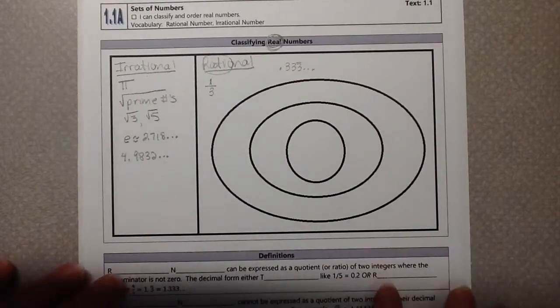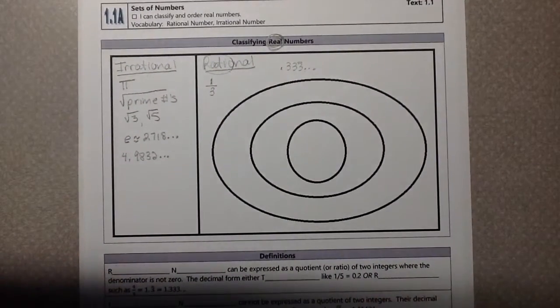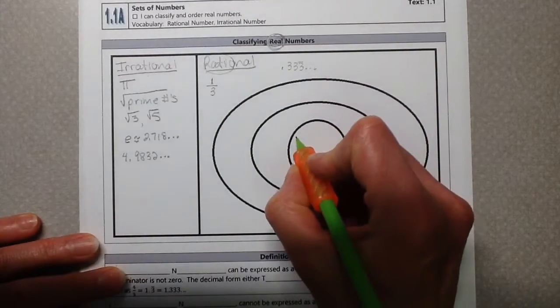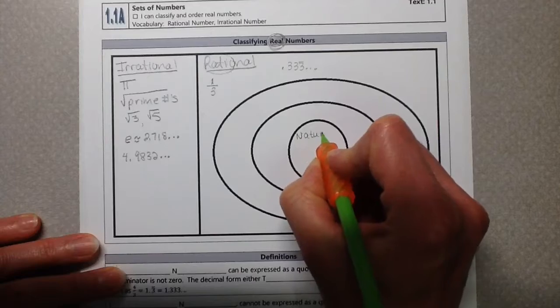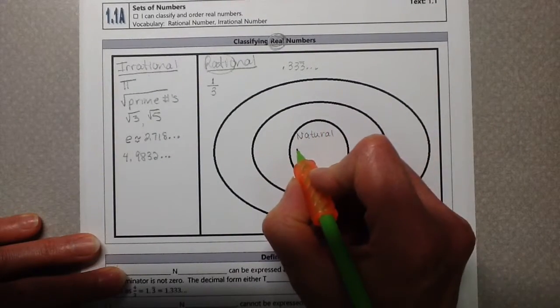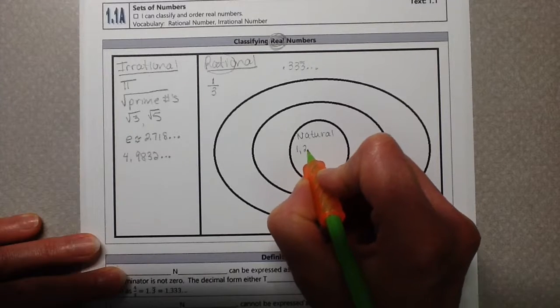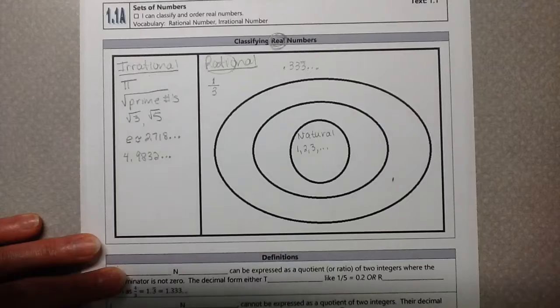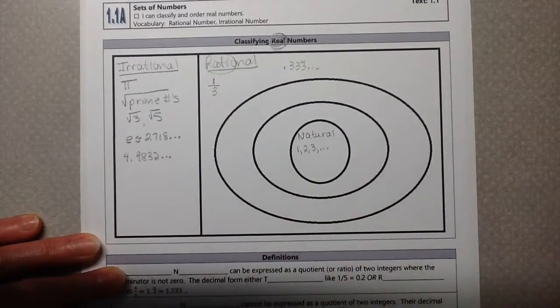All right, now we are going to build the number system on the rational side, and we're going to start with the natural numbers. These are also called your counting numbers. They're the numbers that you naturally count with. So when you first started to learn how to count, you started with 1. You didn't start with 0. So we go 1, 2, 3, and so on. Those are your natural numbers.